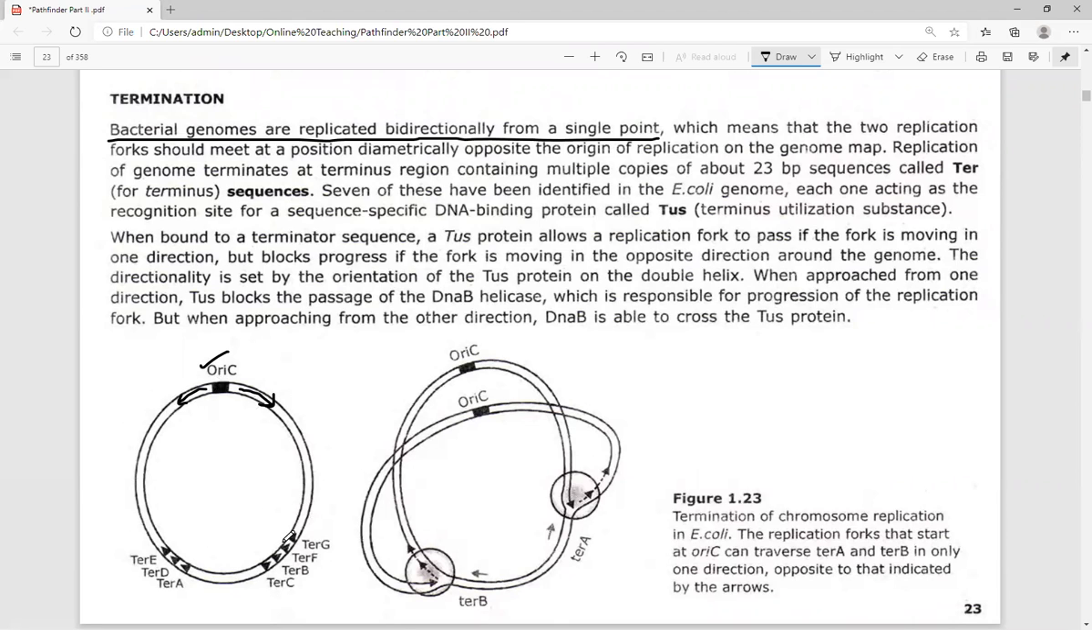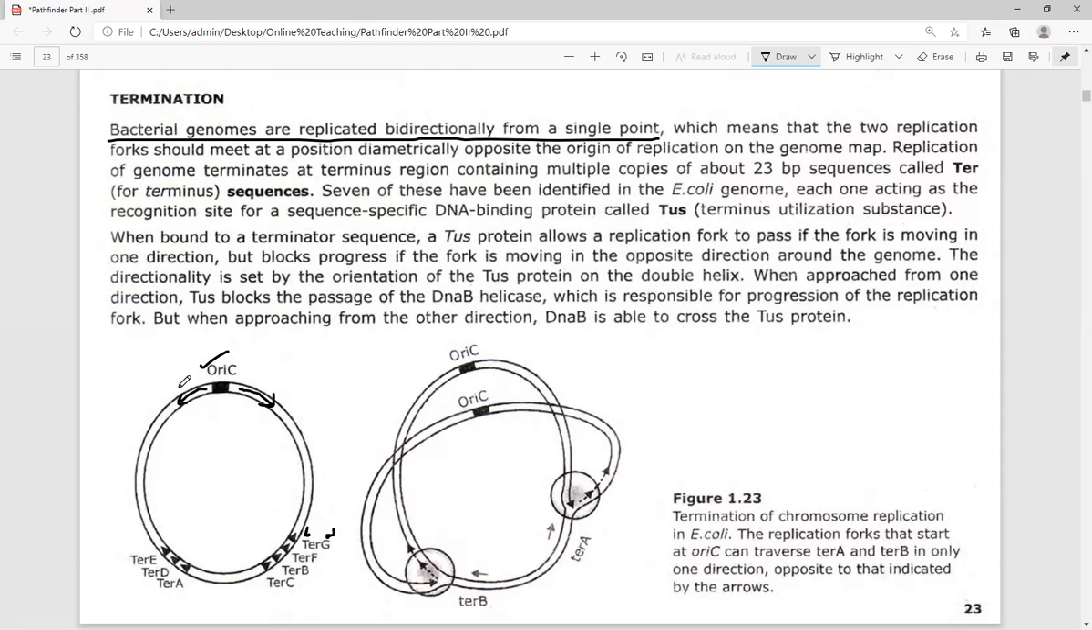Both the replication forks are going to replicate the DNA. You can see here there are specific sequences referred to as the ter sequences, also referred to as terminator sequences: terG, terF, terB and terC, and terA, terD and terE sequences are present. These sequences allow the DNA replication fork to pass through in one orientation, while preventing it from passing through in the opposite orientation.